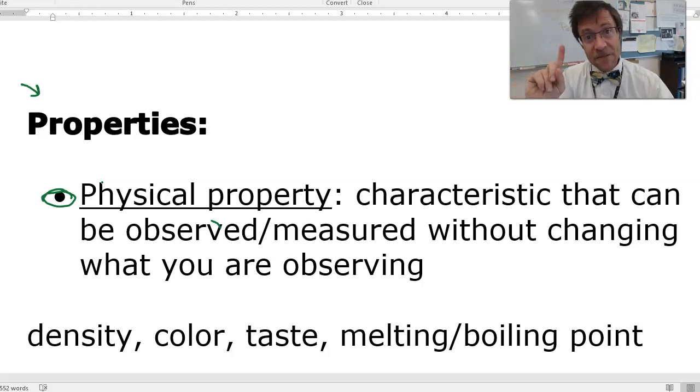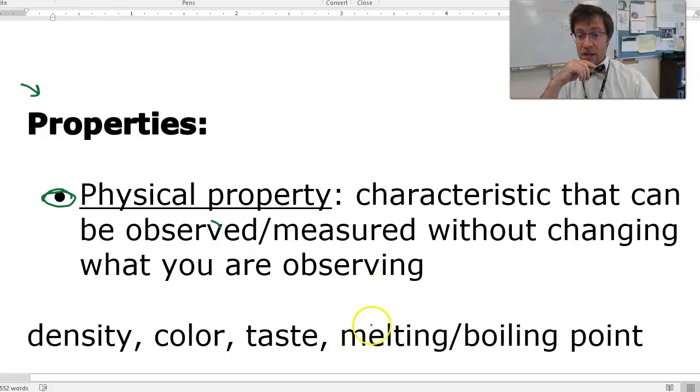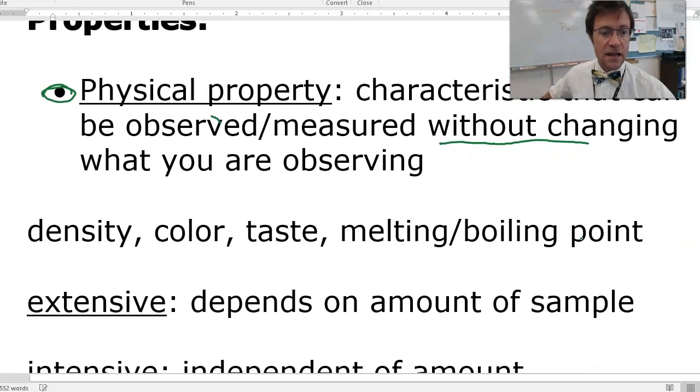So that cannot be a physical property, right? You cannot change it without changing what you are looking at, what you're observing. That's how we know that it's going to be a physical property, right? And so some really common examples of that are density. That's why you guys have hammered density since 8th grade.